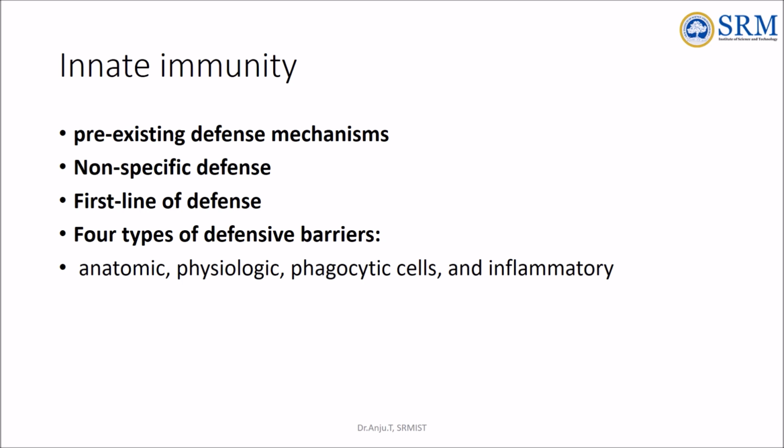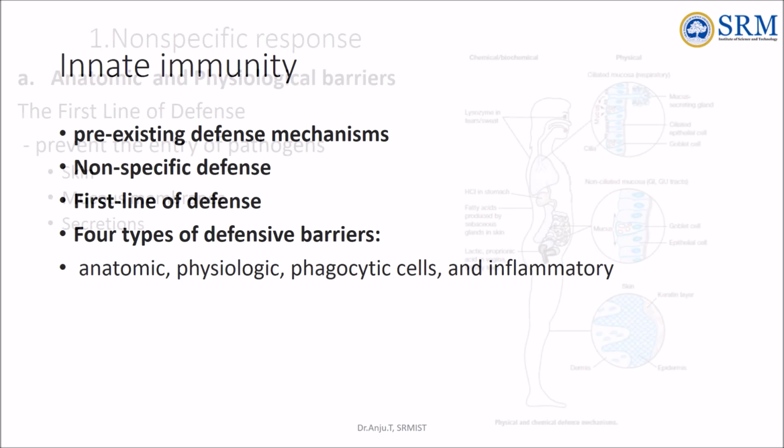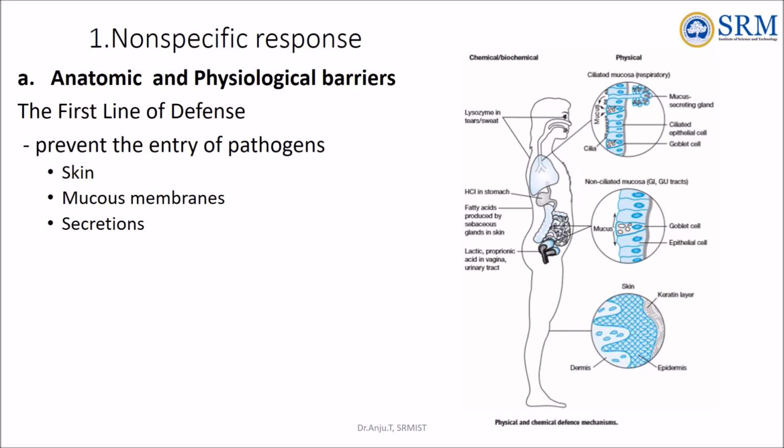The innate immune responses consist of four types of barriers. 1. The anatomic barriers. 2. Physiological barriers. 3. Cellular barriers. And 4. The inflammatory responses. Anatomic structures which are part of innate immunity are skin, mucous membranes, and various other secretions.